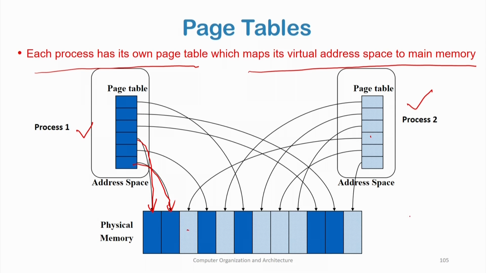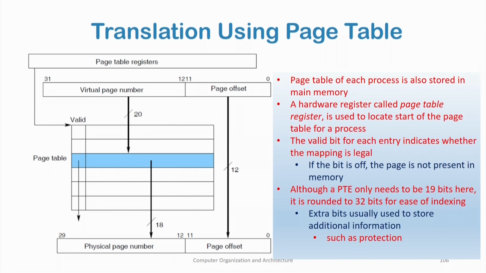This figure shows how nicely the physical memory is being shared by two processes through their own page tables. Now, we will see how this translation occurs. This is with respect to a single process. I have a single page table register. This page table register contains the start or starting address of my page table in physical memory.